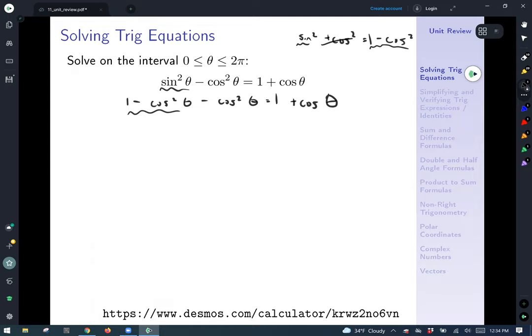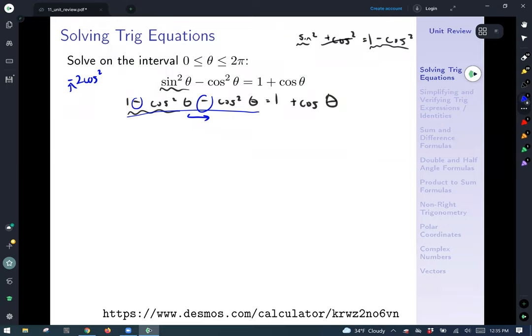All right. Now I'm going to move all of this stuff from the left to the right. Why am I doing that? Because I see that we have these two negative signs in front of cosine. And if I combine them on the left, I would get negative 2 cosine squared. And I don't like negatives in front of the squared thing when we're dealing with quadratics, because I suspect what that's going to become this.